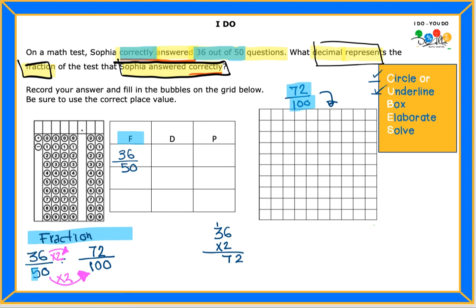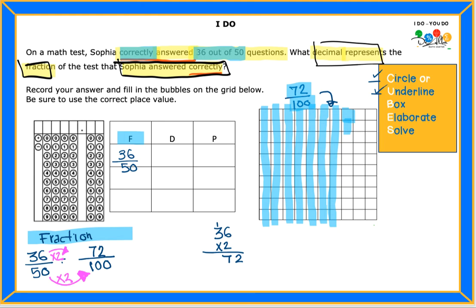looks like. So we have to highlight 7 rows. So far 10, 20 hundredths, 30, 40, 50, 60, 70, 71, 72. Great, this is how 72 out of 100 looks like.